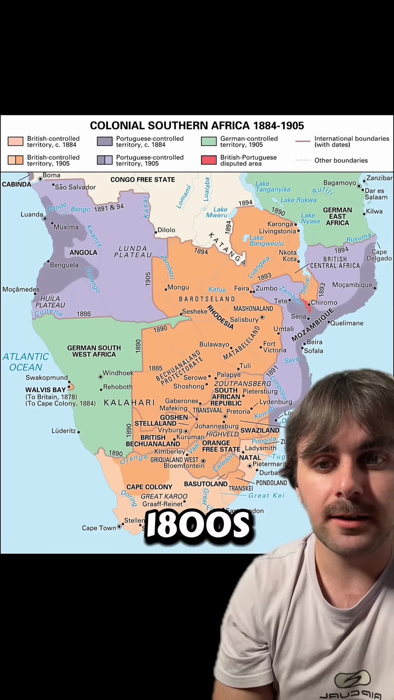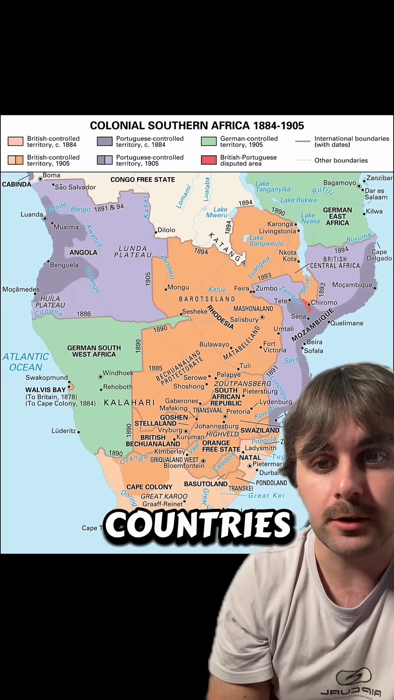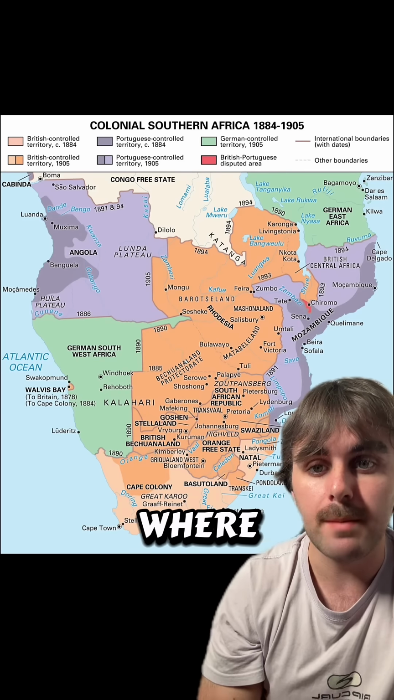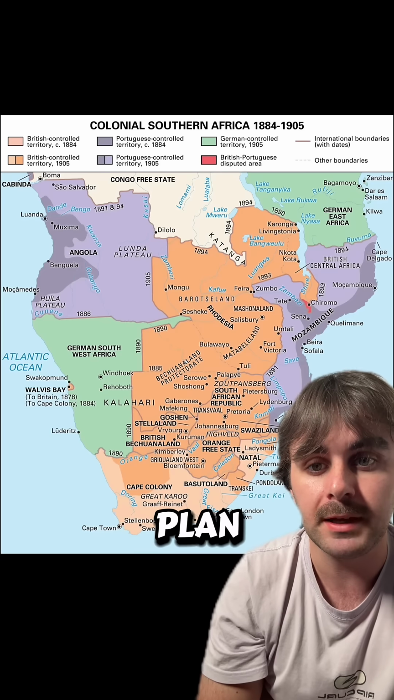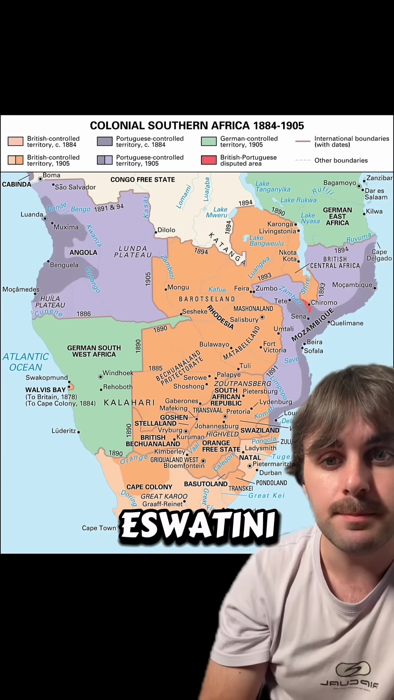In the late 1800s and early 1900s, Britain seriously considered folding these countries into a larger South Africa. That was the plan for much of the region, where modern-day Zambia, Zimbabwe, Botswana and Namibia were all part of a plan for a greater South African state. But Lesotho and Eswatini pushed back.